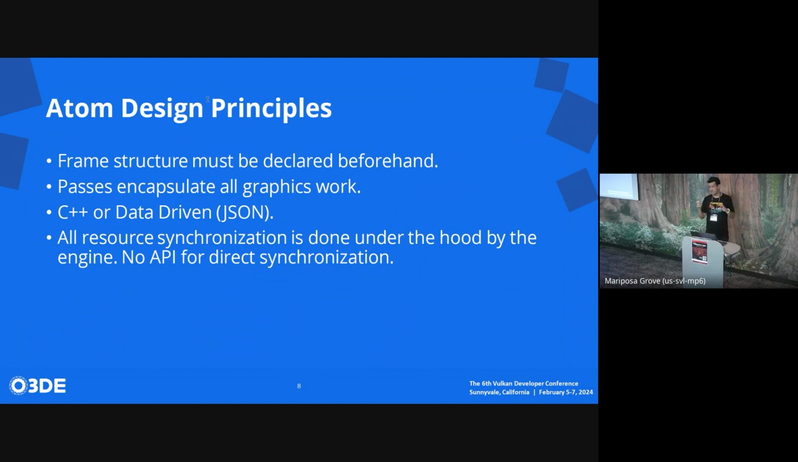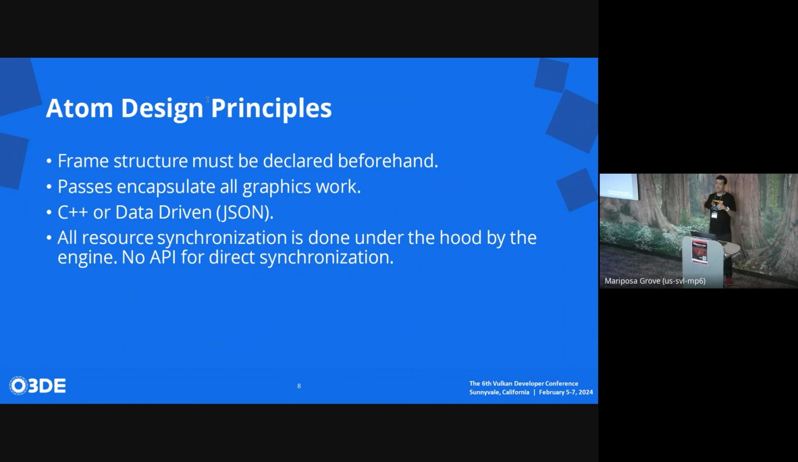The second one is that passes need to declare their structure. In order to do that, in O3DE, you can do it through C++ or a data-driven approach like JSON. So you have all the flexibility of something dynamic in C++ where you can change the type of resources or how you use the resources for a pass, or you can have a more static approach where you have one JSON file that defines the whole pass, and then it doesn't change from frame to frame.